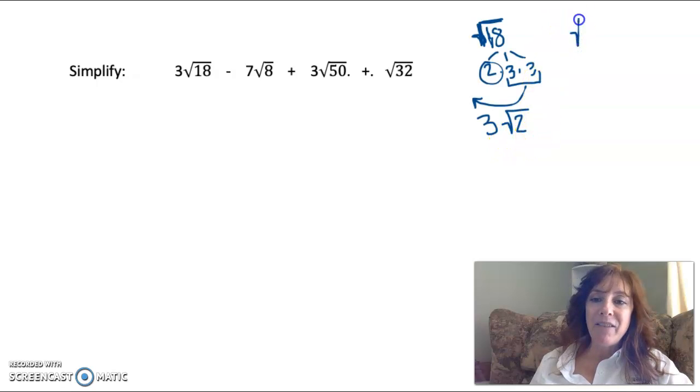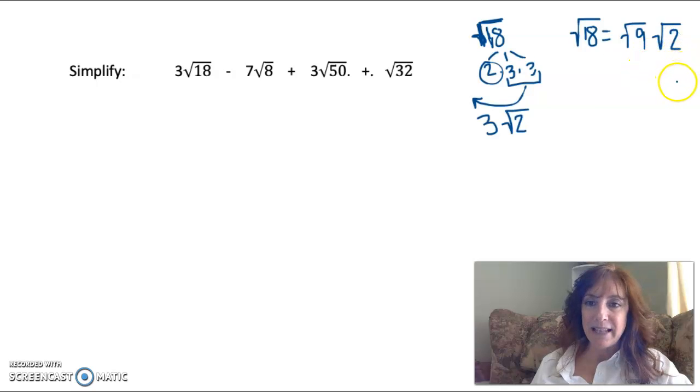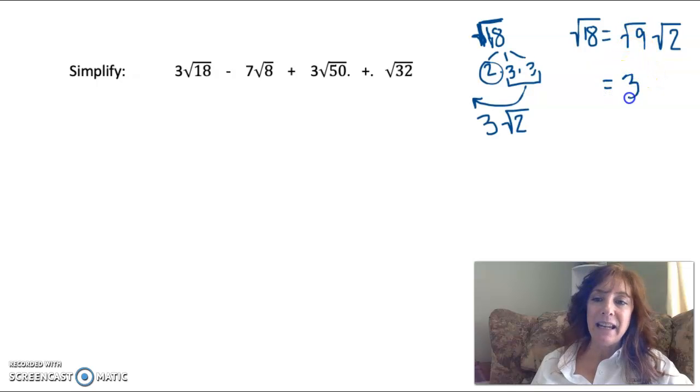Another way we can think of this is the square root of 18 is the same thing as the square root of 9 times the square root of 2, right? Because 9 times 2 is 18. Now, we know what the square root of 9 is. The square root of 9 is 3, because 3 times 3 is 9. But 2 doesn't have a square root, so it stays where it is. Those are two ways to think about it.